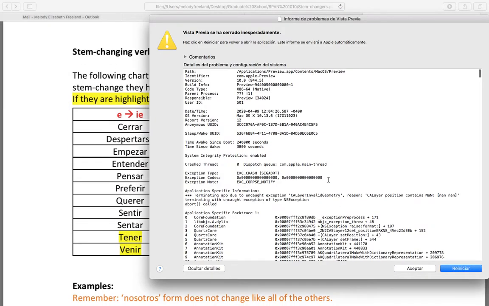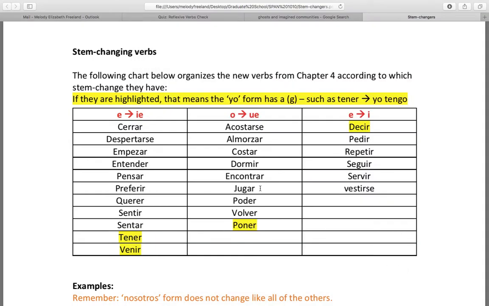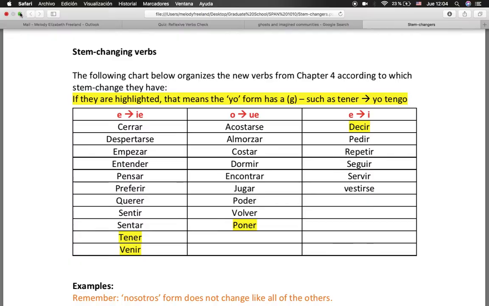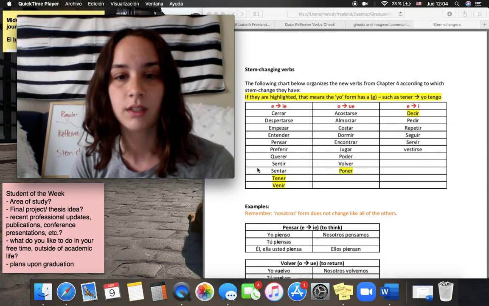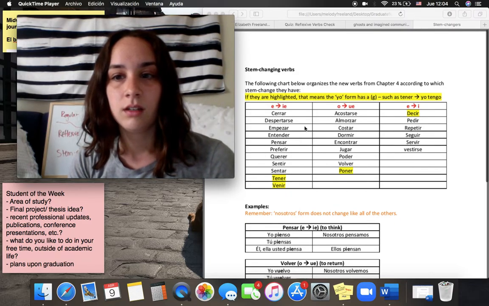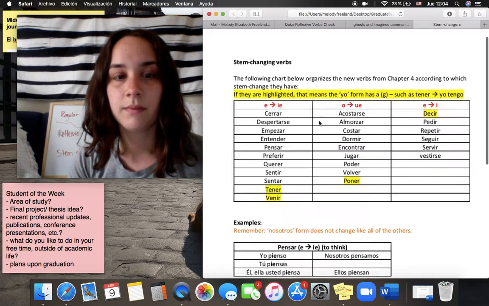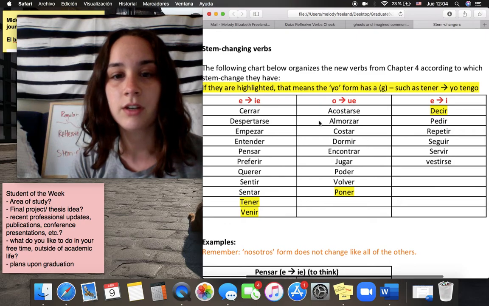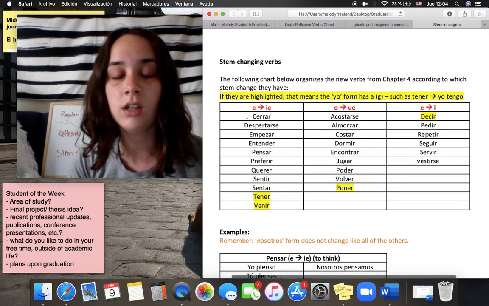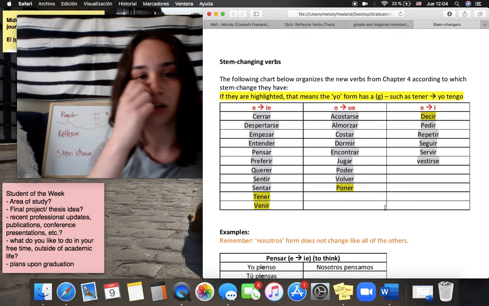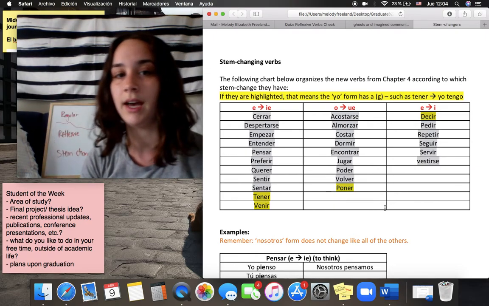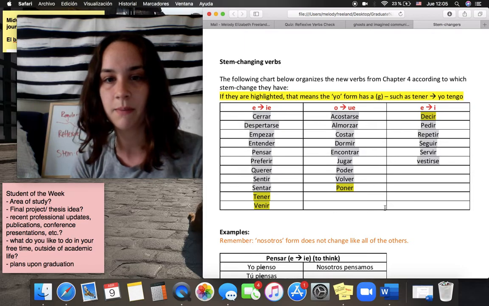So, take a look at this. These are our stem changing verbs. There are other ones, but these are the verbs that we've learned up to this point and the verbs that are new in this chapter, right?